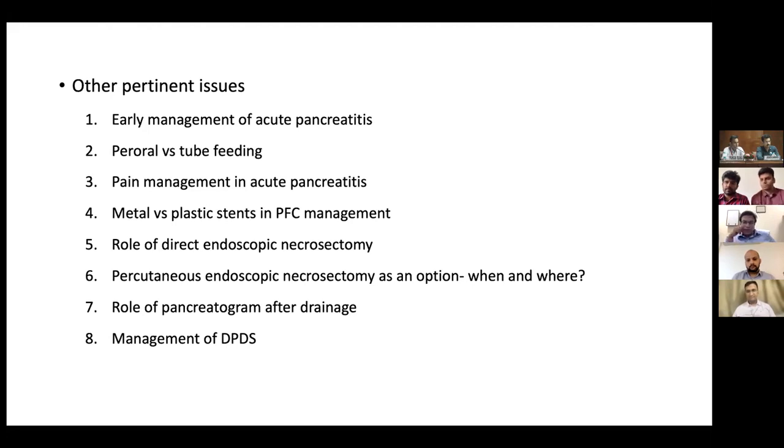When do you start nutrition in patients with acute pancreatitis? Can I just add one comment here, Dr. Praveer? Absolutely, please.